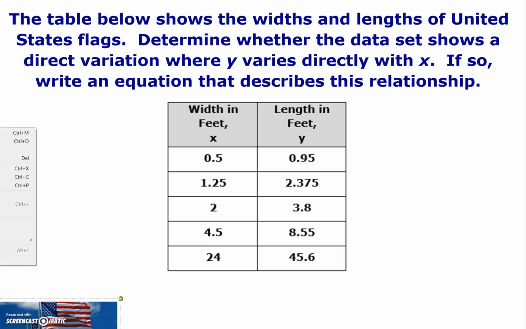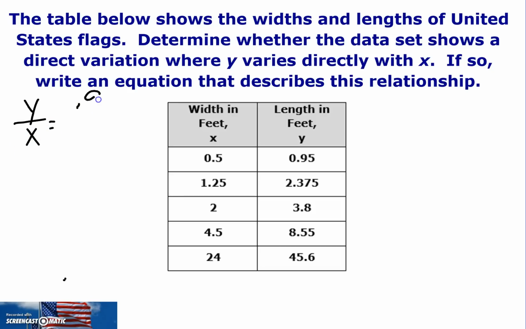So the table below shows the widths and the lengths of the United States flags. Determine whether the data set shows a direct variation where Y varies directly with X. If so, write an equation that describes this relationship. We know that it has to be linear in order for it to be proportional. So all we have to do is y divided by x.